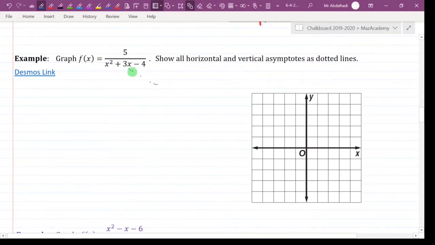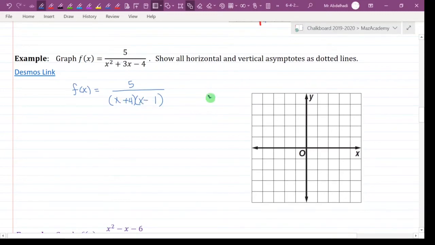Now, once again, if you want to find the discontinuities, you have to put this in fully factored form. So there's a 5 up top. And on the bottom, we can factor this. Let's see, two numbers that multiply to give me -4 and add to give me 3. That'd be 4 and 1. So (x + 4)(x - 1). There you go.